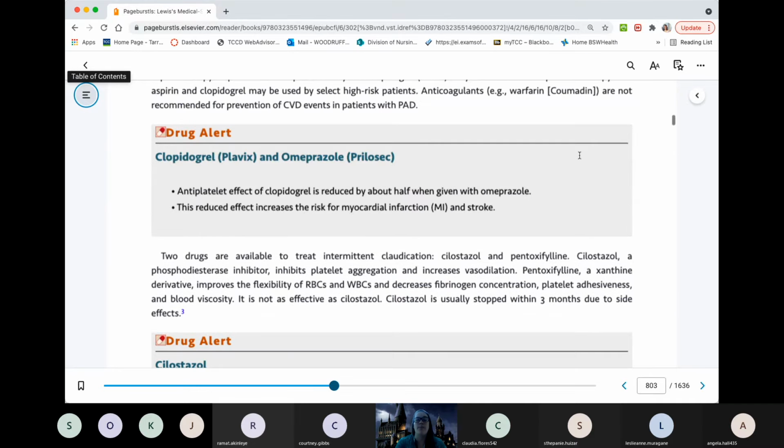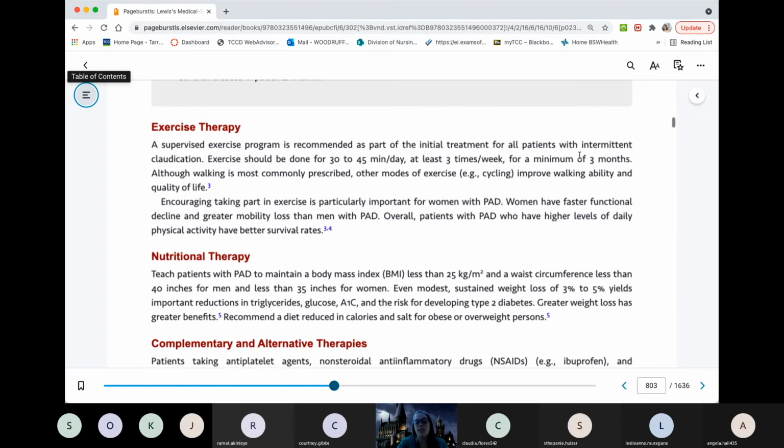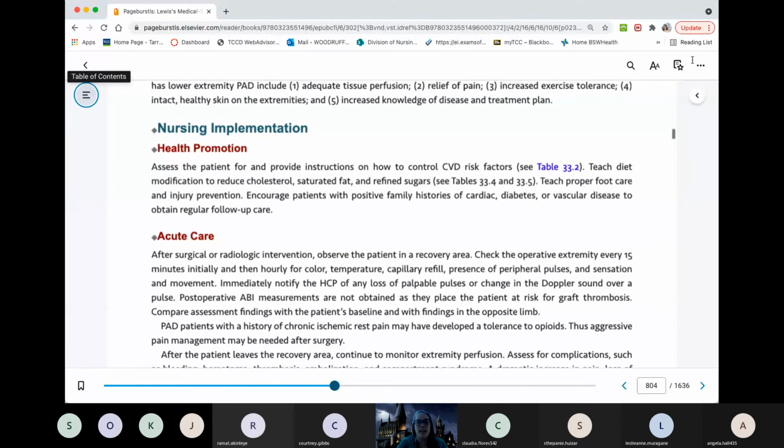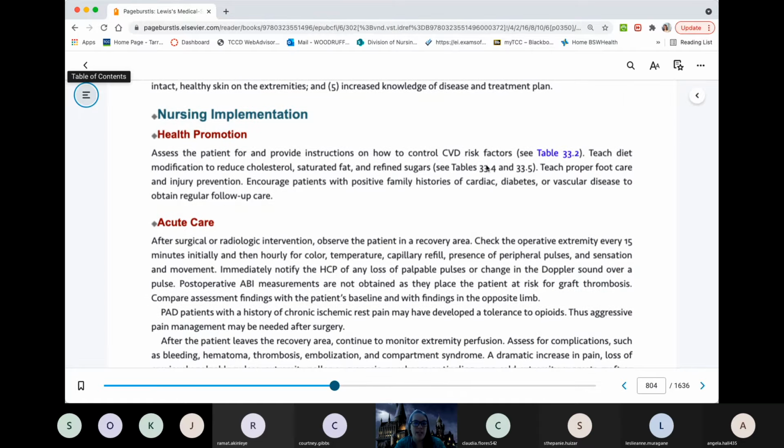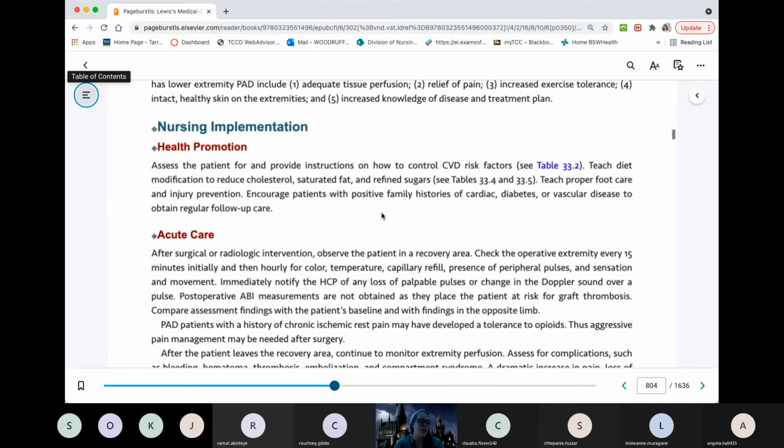And the teaching, of course, like we said, is in the health promotion section, in the nurses section. It says in health promotion, encourage patients to obtain regular follow-up care, teach diet modifications, teach proper foot care. So I'm seeing what my teaching is there. Any questions about this section, kind of what you do after class?